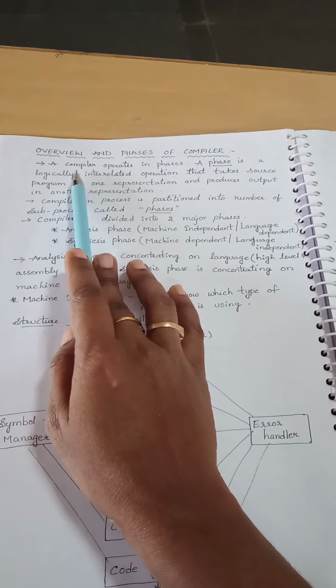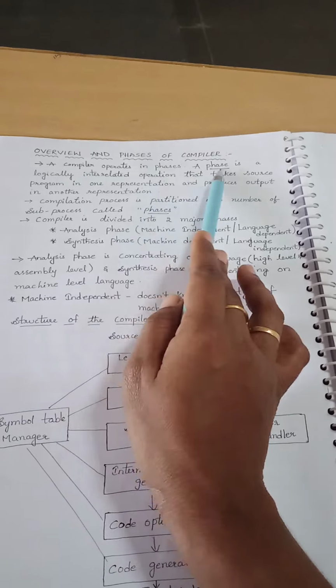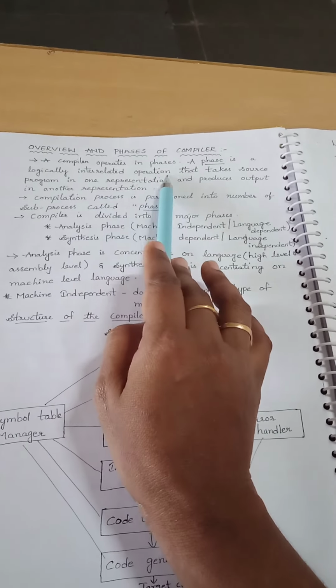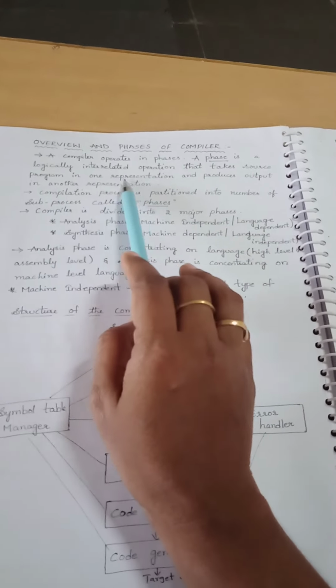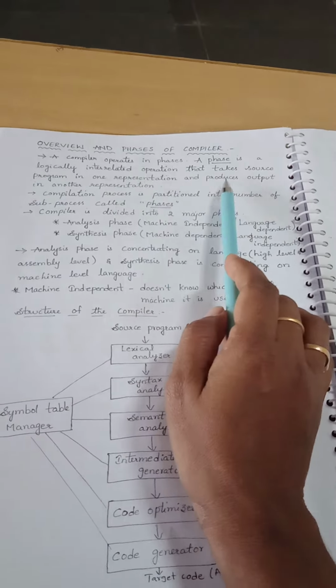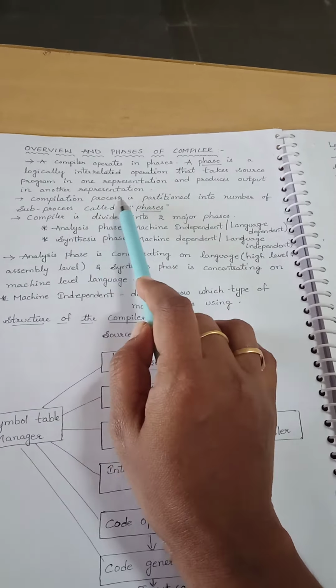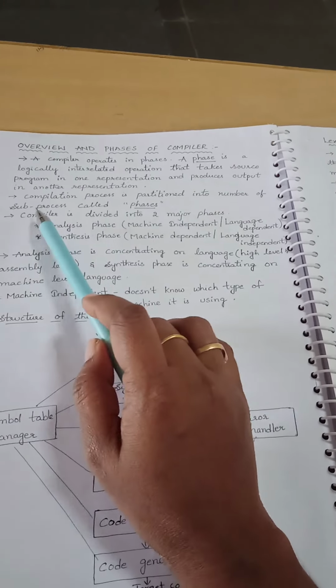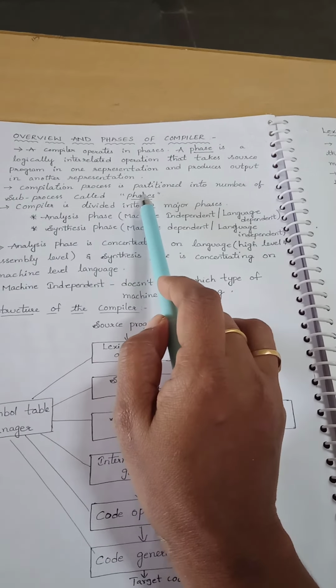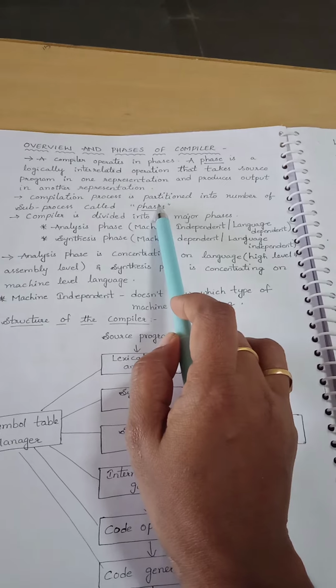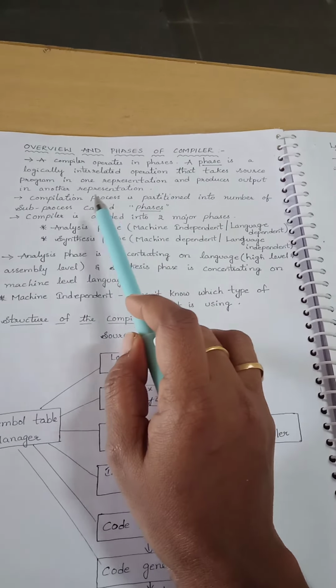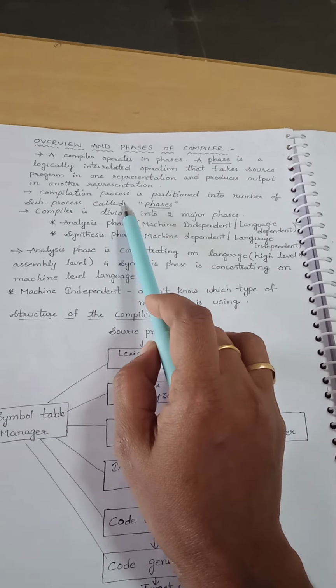So here a compiler operates in phases, and a phase is nothing but a logically interrelated operation that takes the source program in one representation and produces the output in another representation. So this compilation process is partitioned into a number of subprocesses called phases. So here we have the phases. Phases are nothing but the partitioned number of subprocesses.